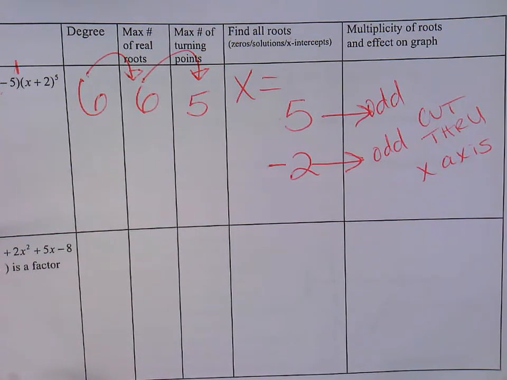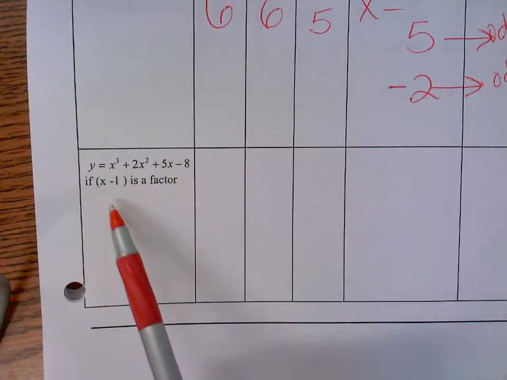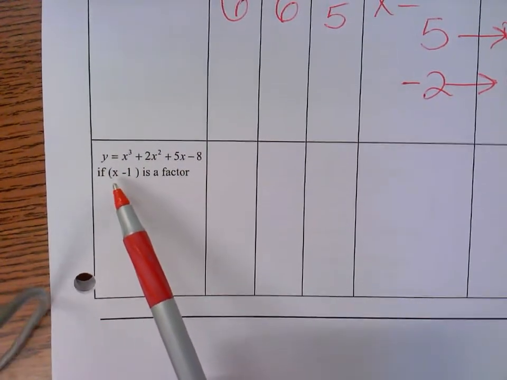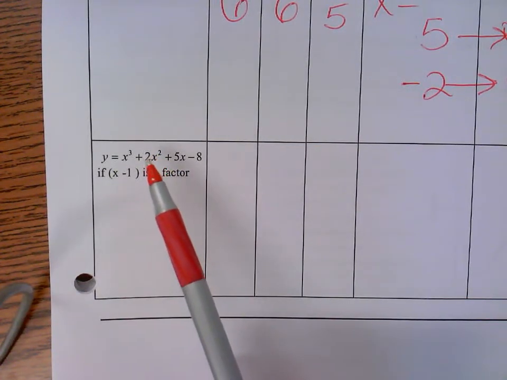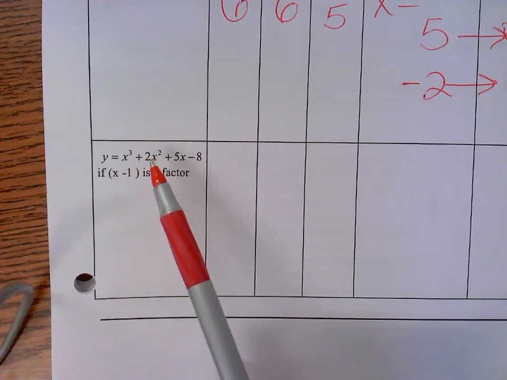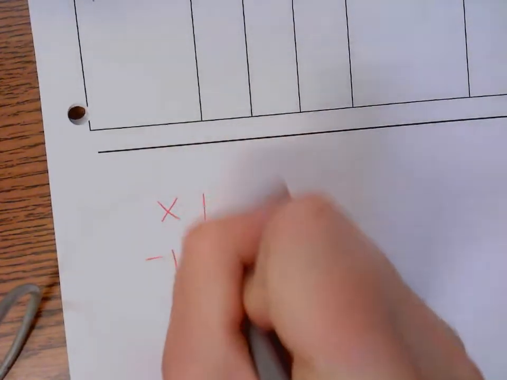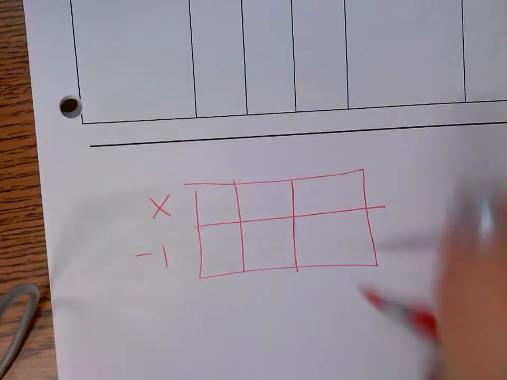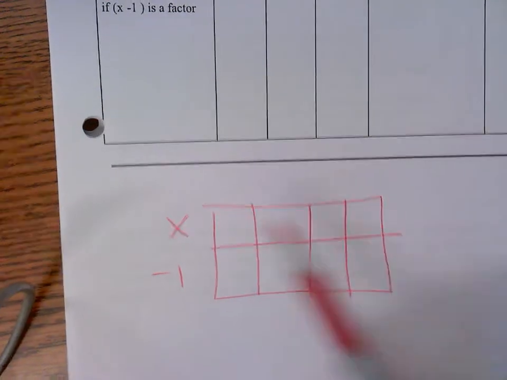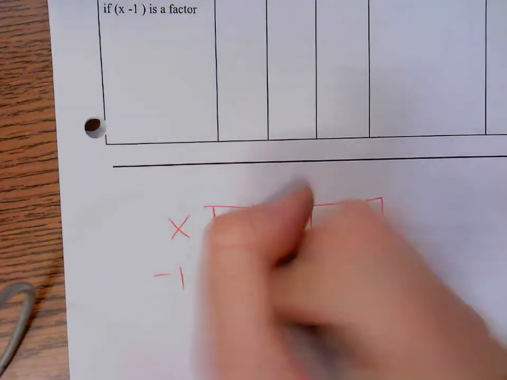All right, so this last example is the reason why we learned division. So they're telling you that x minus 1 is a factor. So what you're going to do is divide by x minus 1 to bring it down to a quadratic, then try to factor the quadratic. So I'm going to help you do this one. So we've got x minus 1 is what we're dividing. And I'm starting with x cubed in this top left box.